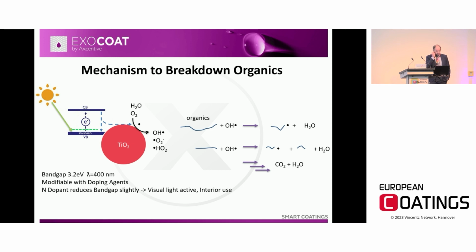So this process is catalytic, perpetual, and runs under the influence of light, in fact UV light. So what you need to do is shoot this electron from one band, the valence band, to the conduction band, and for that you need light with the energy of about 400 nanometers, which means UV. So what you can do with such a doping agent is that you reduce this band gap a little bit, and with that you make this thing visible light active. So you need light of less energy, and then this nano titanium dioxide becomes visible light active, and for example you can use it indoors.